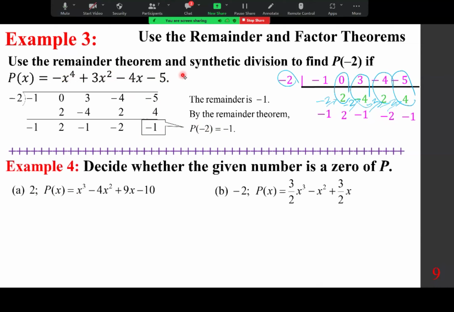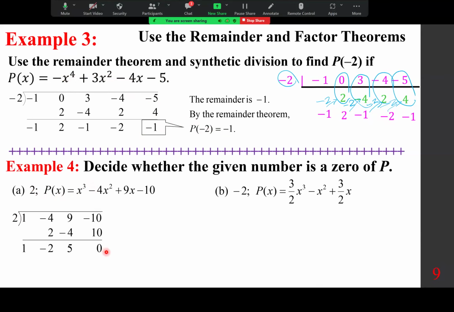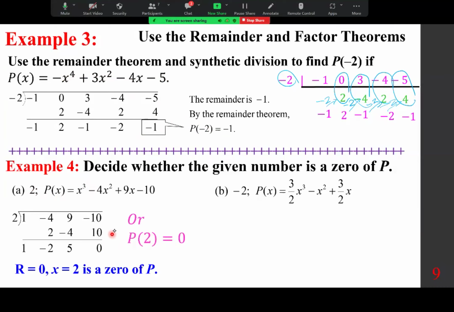Decide whether the given number is a 0 of p. P of x, and you can plug in 2 or do the synthetic division. I'm going to just show you the result. If you plug in 2, P of 2, both of them give you 0. So this is the faster way, class. I'm showing you the synthetic division. So the remainder is 0. And therefore, x equals 2 is a 0 of the function P of x.